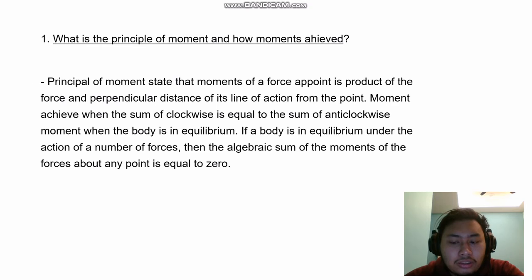So the answer is, the principle of moment states that the moment of a force is the product of the force and the perpendicular distance of its line of action from the point. Moment is achieved when the sum of clockwise moments is equal to the sum of anti-clockwise moments when the body is in equilibrium. If a body is in equilibrium under the action of a number of forces, then the algebraic sum of the moments of the forces about any point is equal to 0.